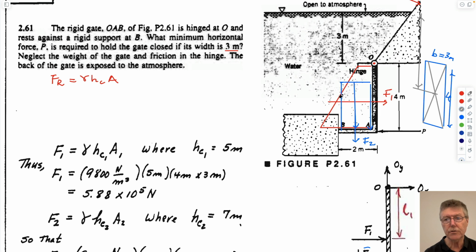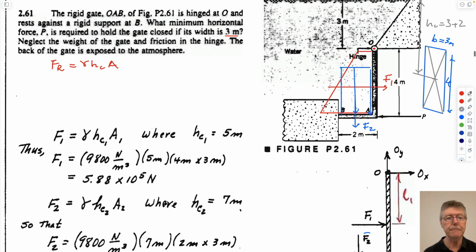So I'm showing it going through the concrete, but obviously it goes up to the water. H sub C is equal to 3 plus 2, which is equal to 5. And so, unit weight of water, 9,800 newtons per meter cubed. Depth of the centroid, 3 plus 2, 5 meters. Area of the plate, 3 meters times 4 meters. Bob's your uncle, if that expression exists. This is the magnitude in newtons.